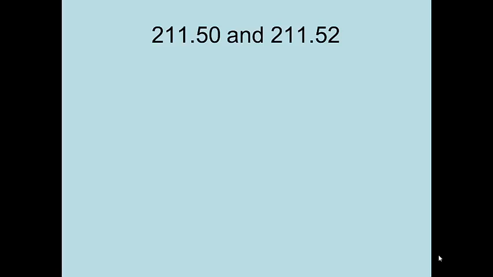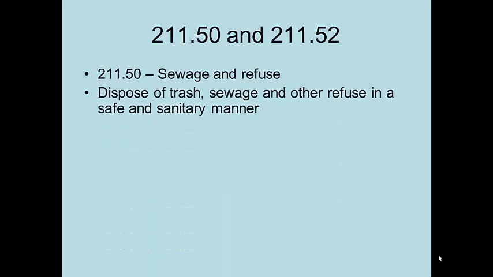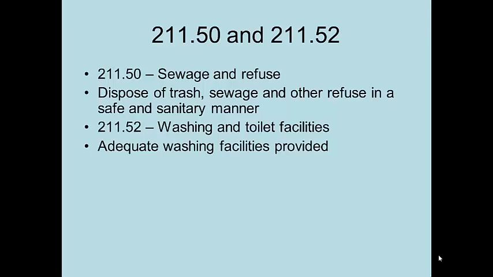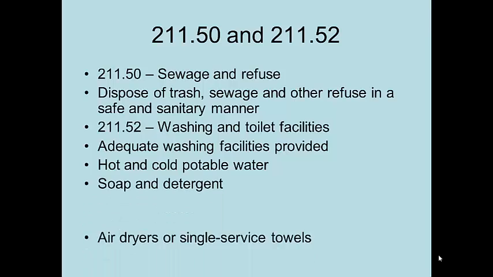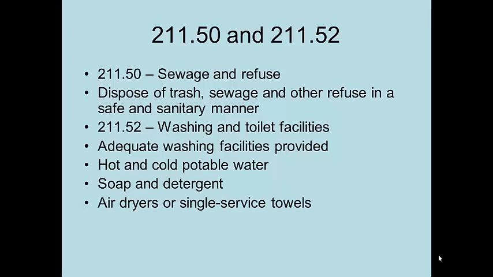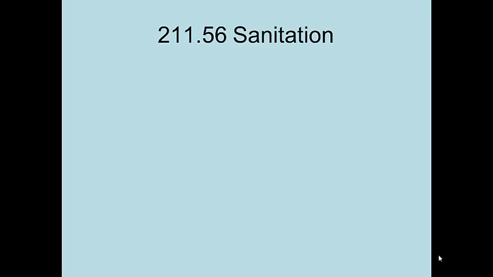I'm going to talk about 211.50 and 52. 50 talks about sewage and refuse. Dispose of trash, sewage, other refuse in a safe and sanitary manner. 52. Washing and toilet facilities. Adequate washing facilities shall be provided. You'll have hot and cold potable water. You'll have soap and detergent. Air dryers or single service towels provided. You aren't going to have towels sitting in there like you have at your home. Easy access to working areas. You've got to have people have ability to get in those areas and clean up.